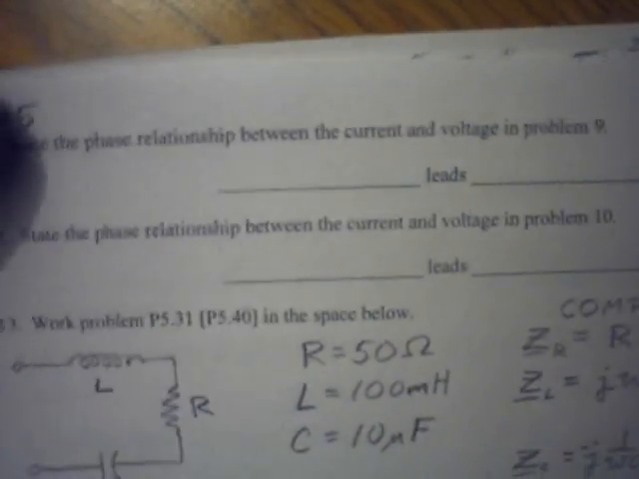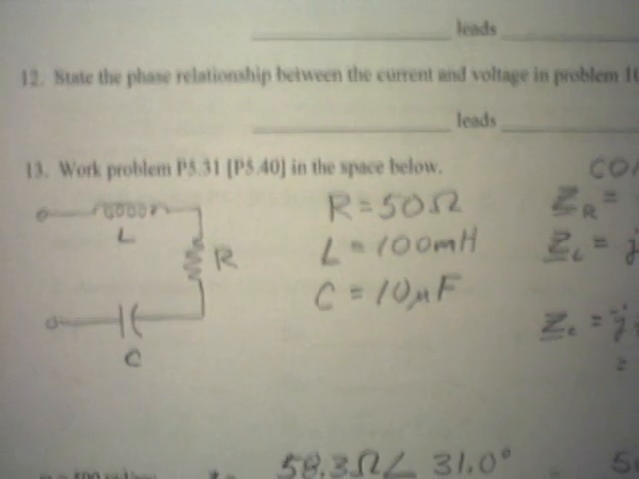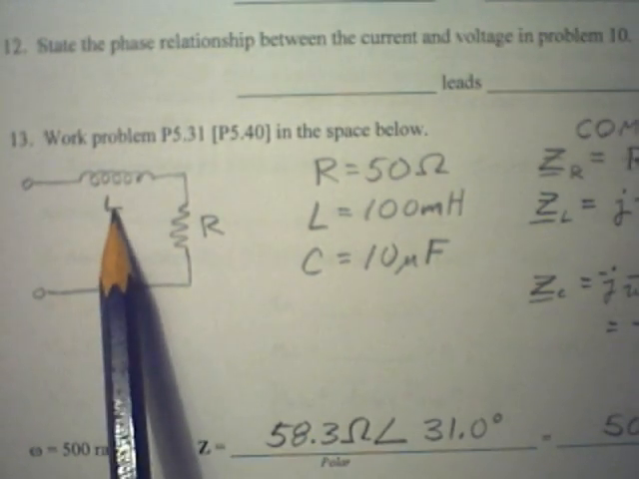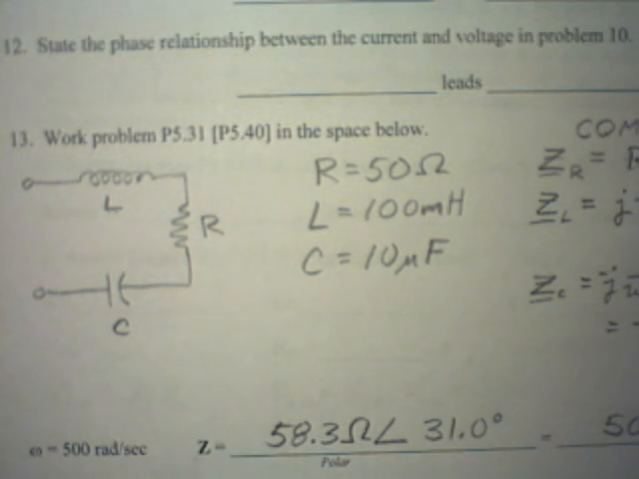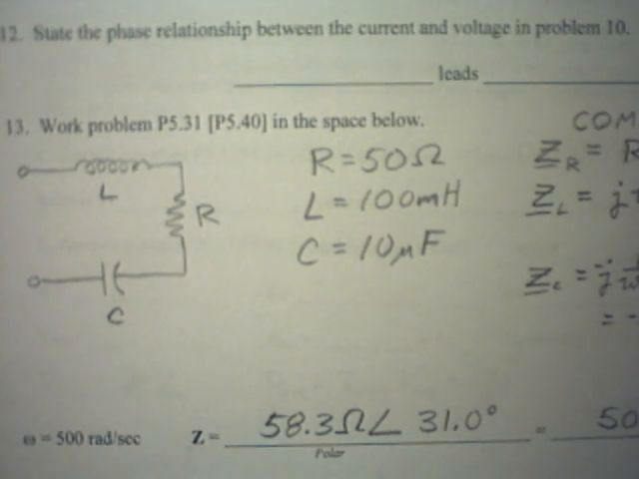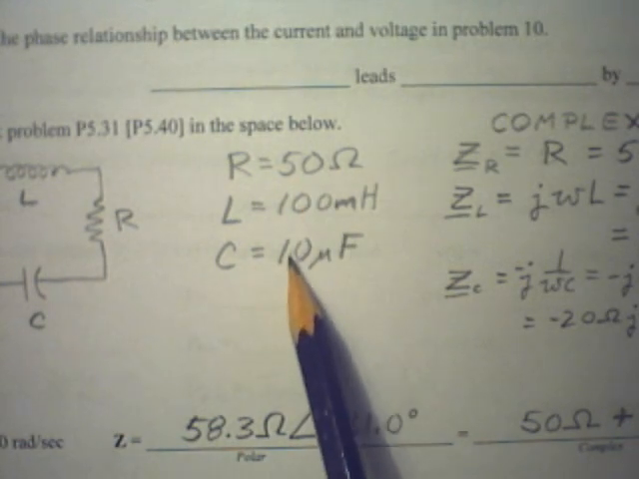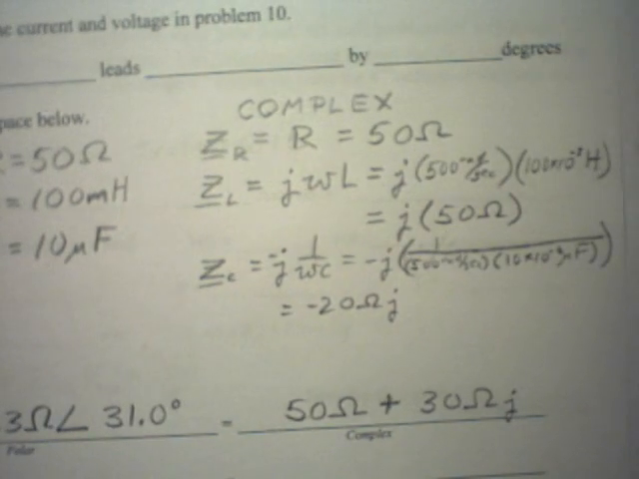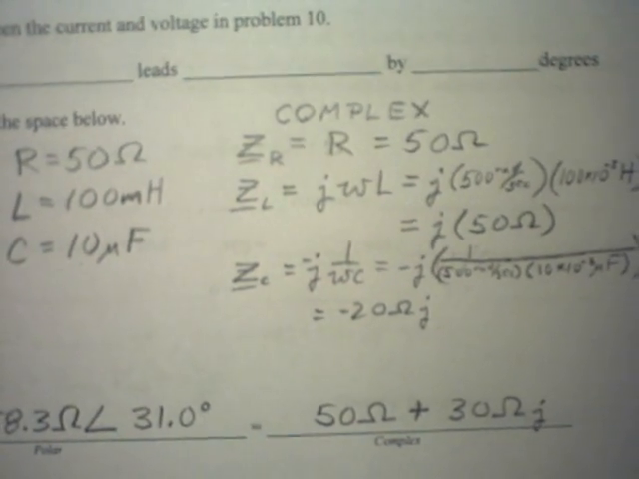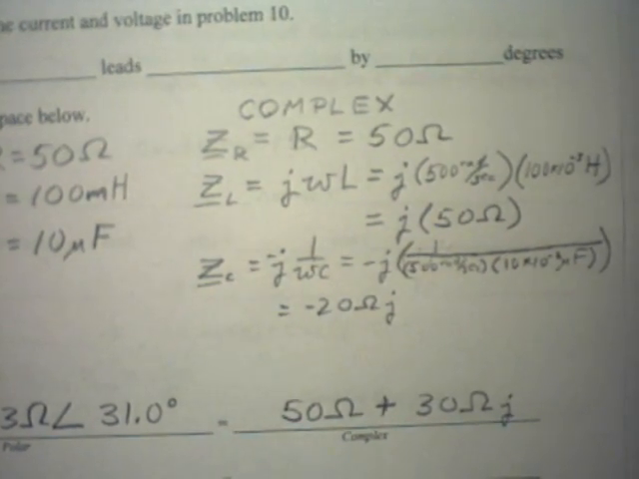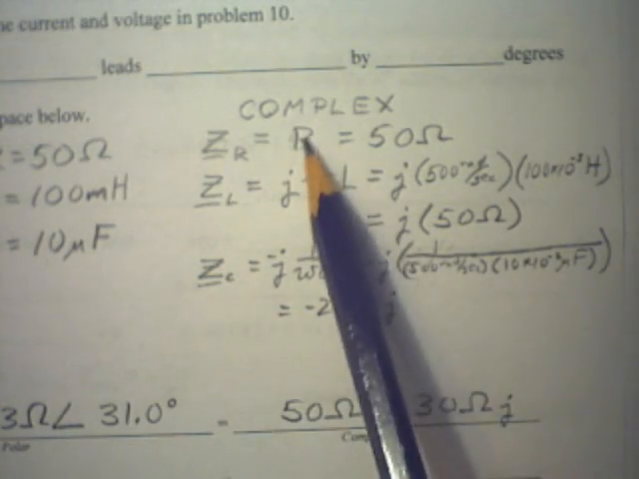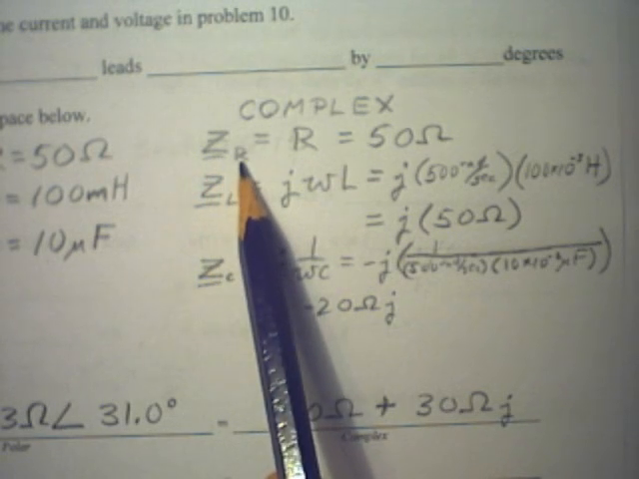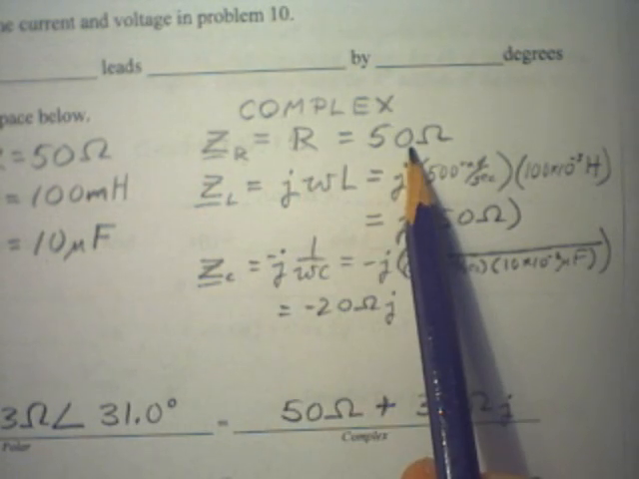And another spoiler alert, I'm working out problem number 13 for you. This is a series connection of an inductor, resistor, and capacitor. Here are the values given in the problem. And I'm going to work this one out using the complex notation for the impedances of the resistor, inductor, and capacitor. So in complex notation, the impedance of a resistor is just the resistance, so it's 50 ohms.